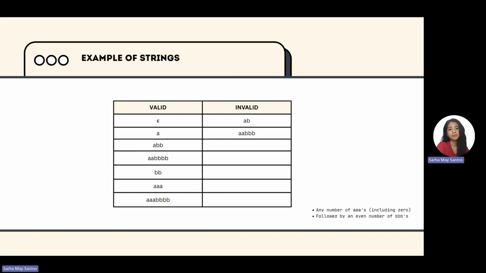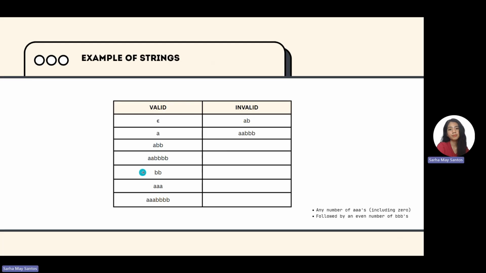So here are examples of strings that are valid or accepted in the language and invalid or rejected strings. For the valid, we have an empty string. Since it is 0, it is an even number, so it is accepted. Next is A. Since it consists of 0 B's, which is an even number as well, it is accepted. Next is ABB. Since it consists of 2 B's, which is an even number, it is accepted in the language. Next is AABB. It consists of 2 B's, which is an even number, so it is accepted.